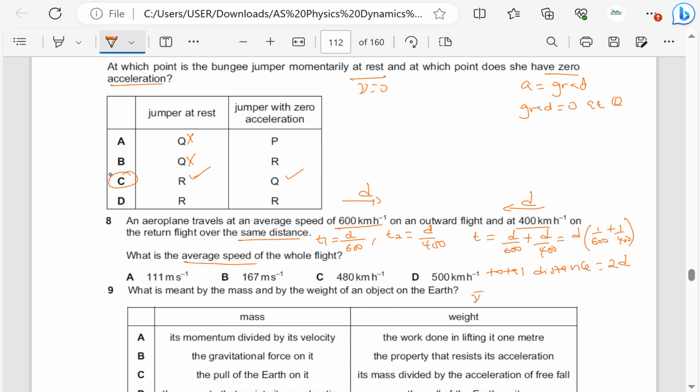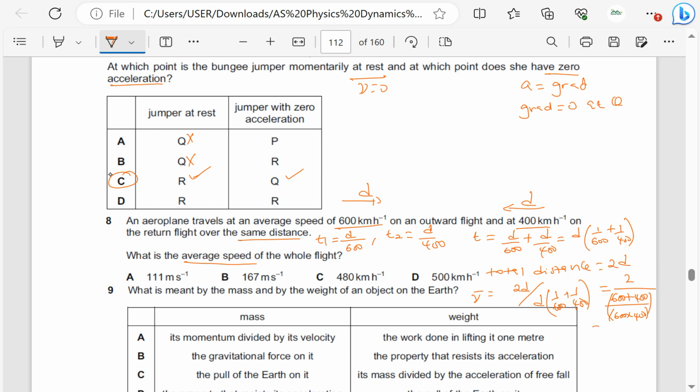So average speed is going to be total distance, which is twice d, divided by total time, which is d into 1 over 600 plus 1 over 400. So d cancels out. I remain with 2 divided by (600 plus 400) divided by (600 times 400). I'm just trying to solve the 1 over 600 plus 1 over 400.